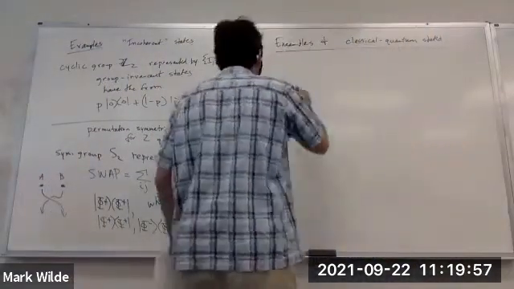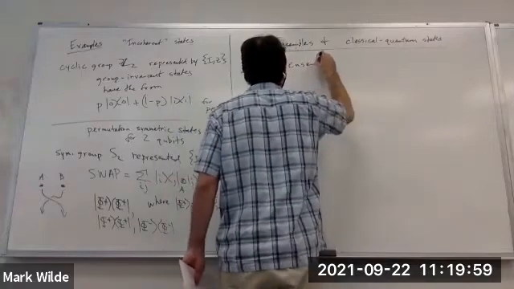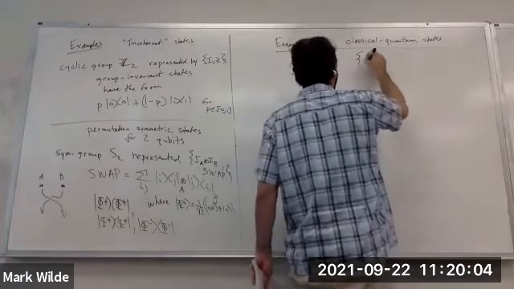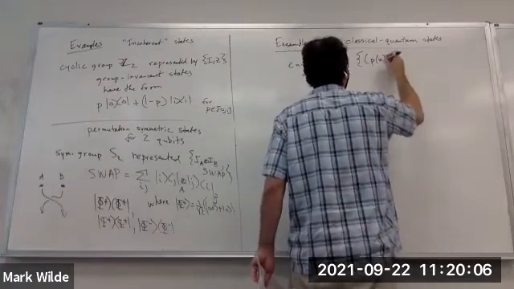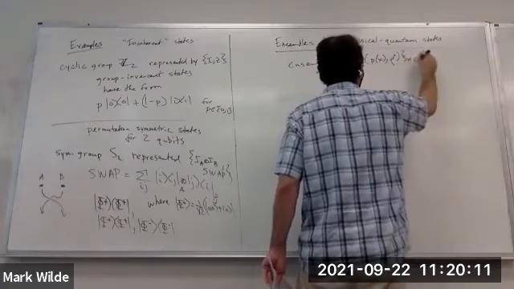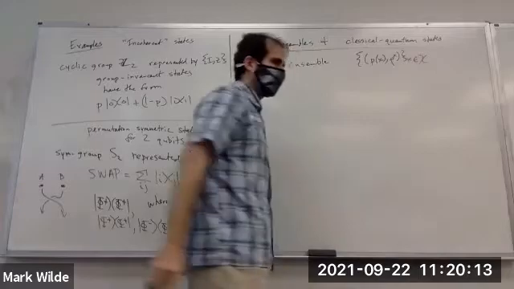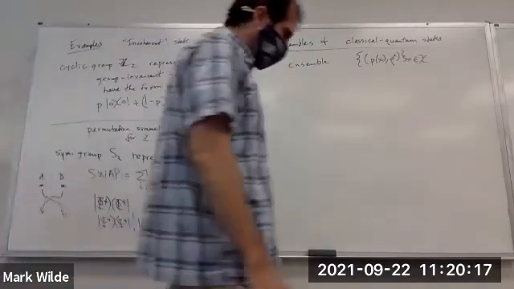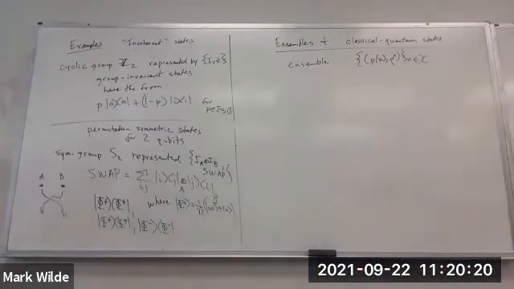What is an ensemble? It describes this process that we're talking about. It's a collection of pairs of a probability with an associated state, with some alphabet of what you're selecting from. So you could think that with probability 1/2, I pick the 0 state, or with probability 1/2, I pick the 1 state. That's a simple example of an ensemble.